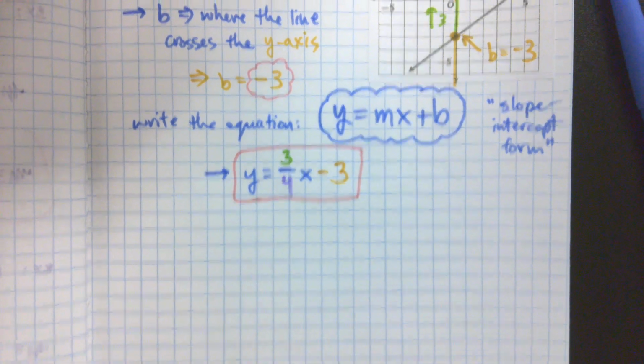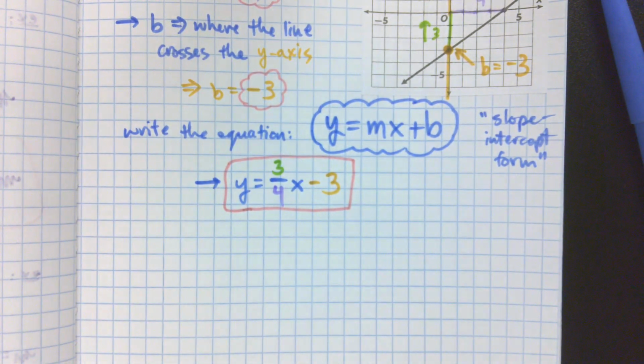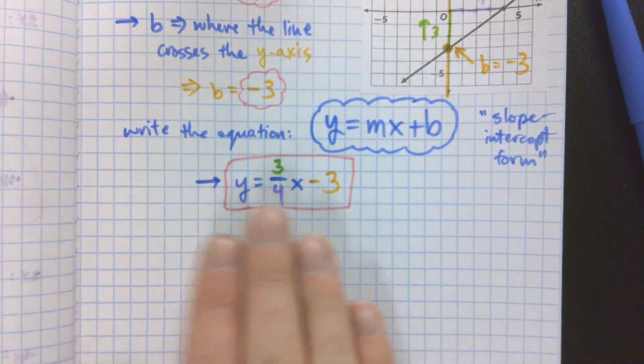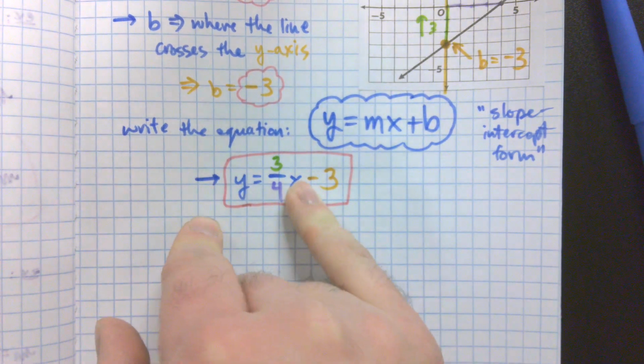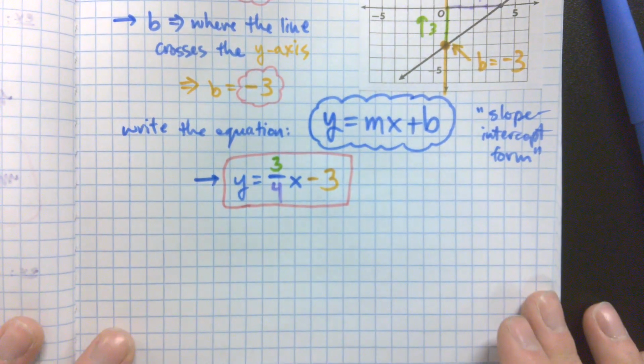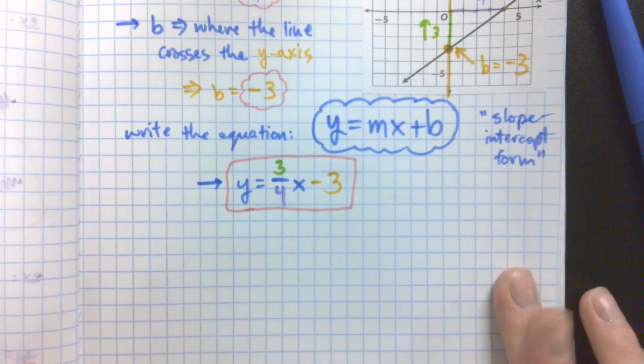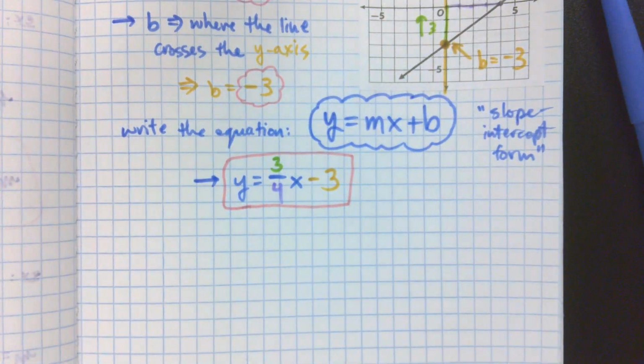So kind of a two-step process, right? We got to find the M first by doing rise over run, just like we talked about yesterday. We got to find our B just by looking for that intersection point in the graph. Plug in the M, plug in the B. Keep your y and x as y and x, and we've got ourselves a linear equation in the form y equals mx plus b.